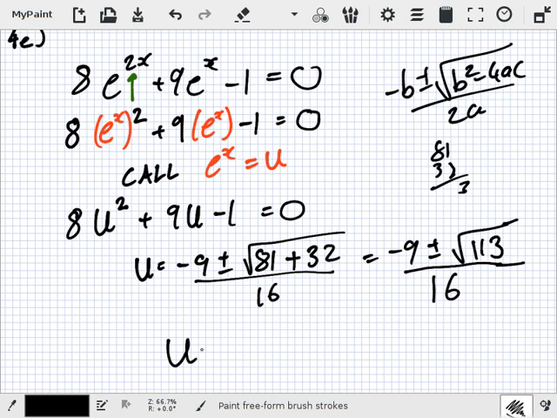So we get u equals either something or something else. So Mariam, maybe you could type in the plus one, and Michelle, maybe you could type in the minus one? Minus 9 minus root 113? You're doing the minus one, and Mariam, you're doing the plus one.